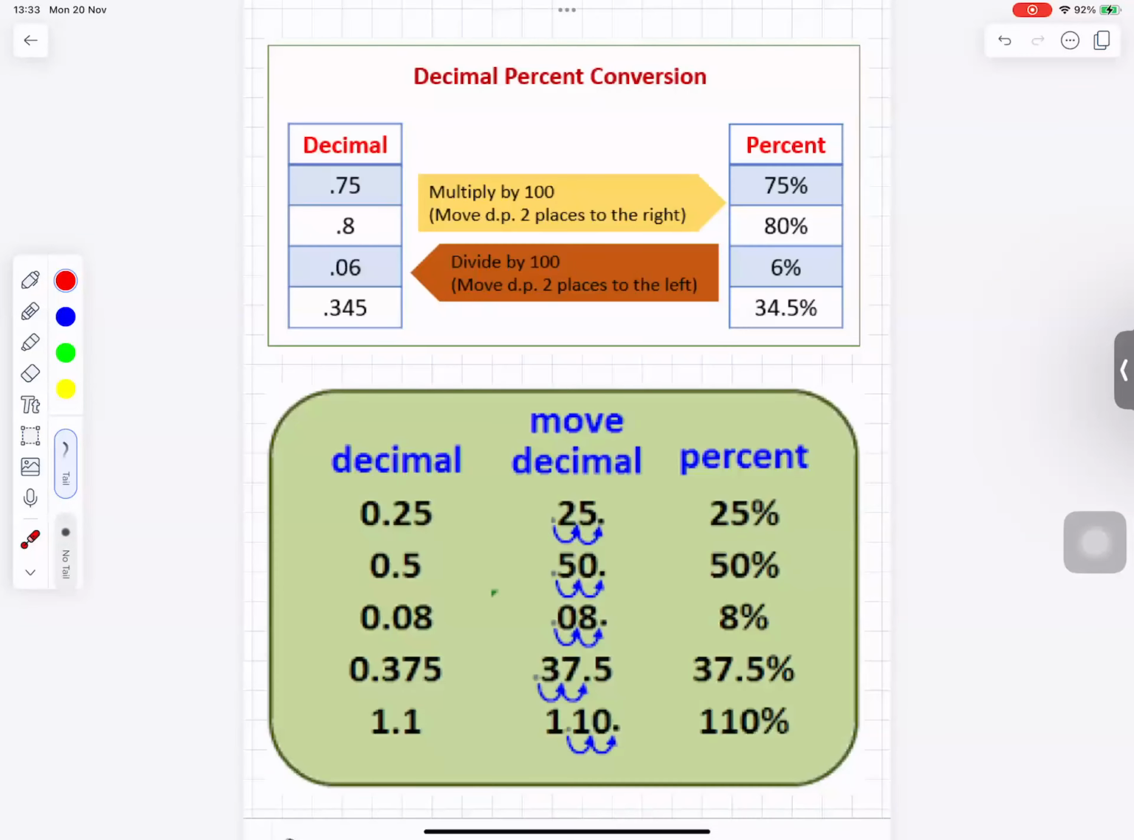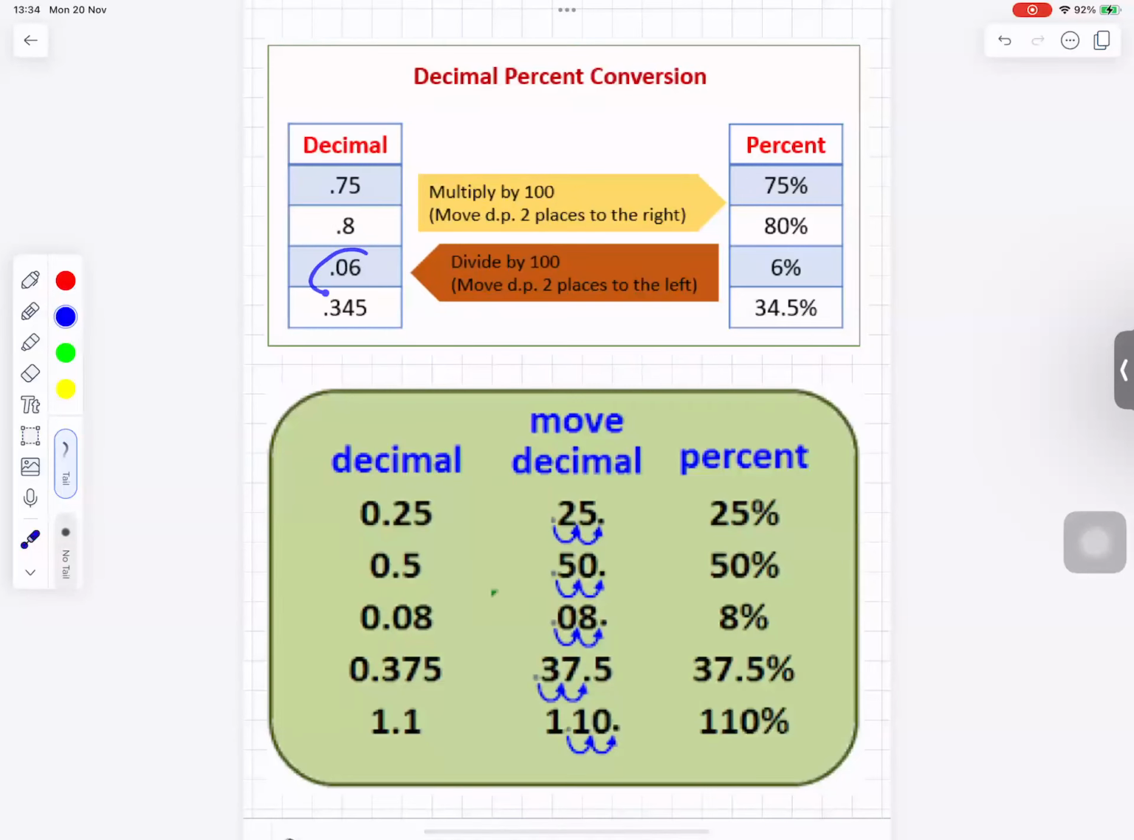I put some information here for you to learn to help you. Decimal to percentage: 0.75 is 75%. How do you get it? You multiply by 100. How do you change from decimal to percentage? You move 2 decimal places to the right. 0.8 will be 80% because you move 1, 2, and you put a 0 under the arch.